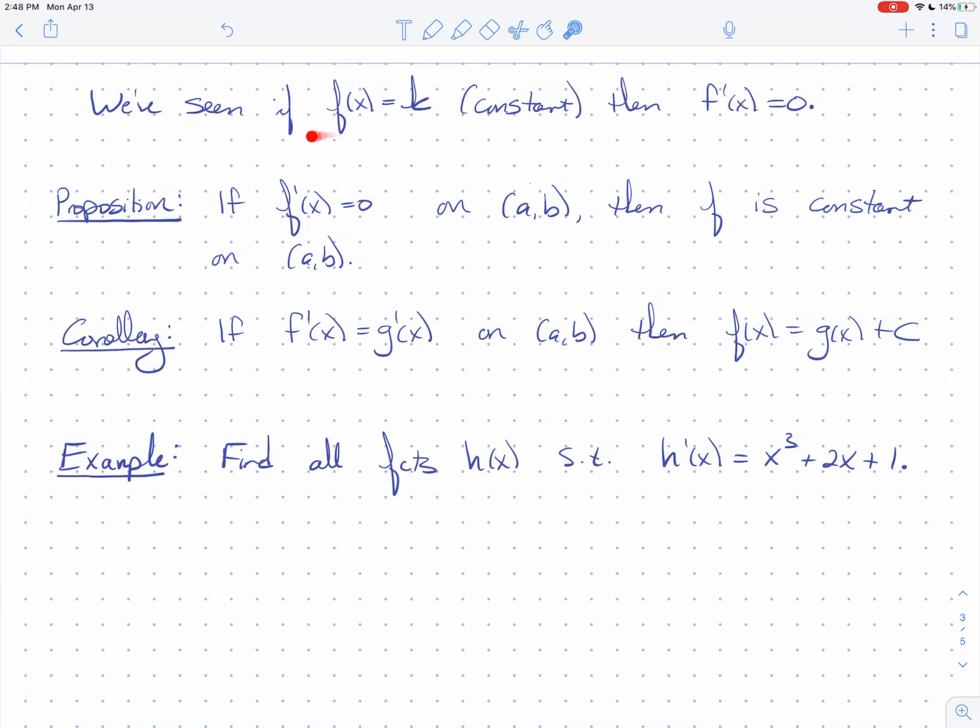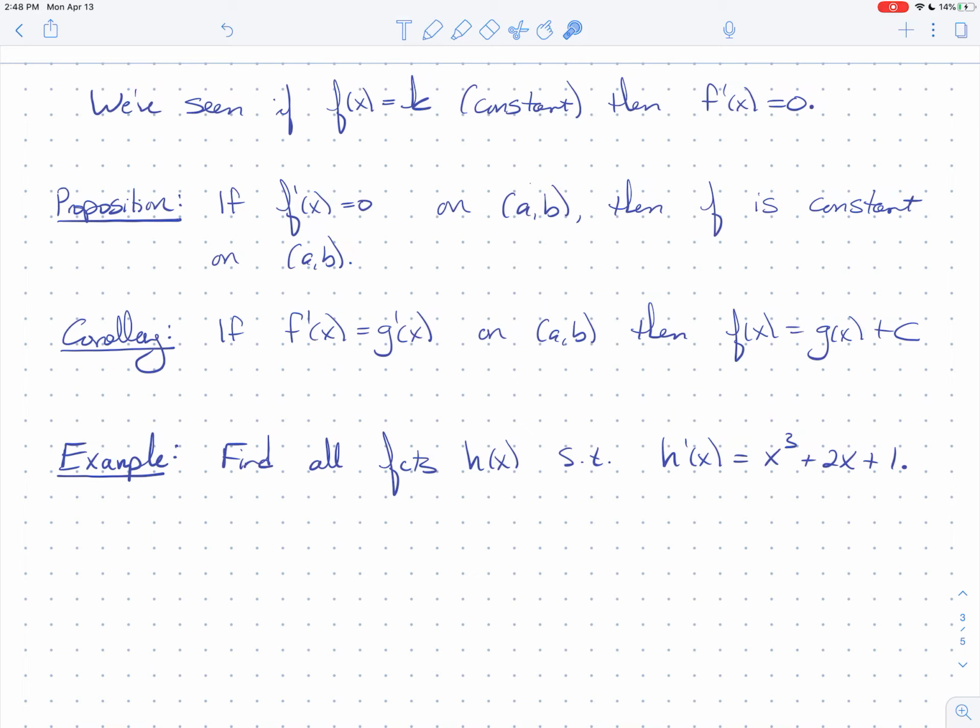So we've seen before as a class that if your function is constant, then you know the derivative is 0. We've hammered that point. And you might at some point ask if the other direction is true. If you know the derivative is 0 on an interval, is that enough to know that the function is constant on the interval? And the answer is yes.